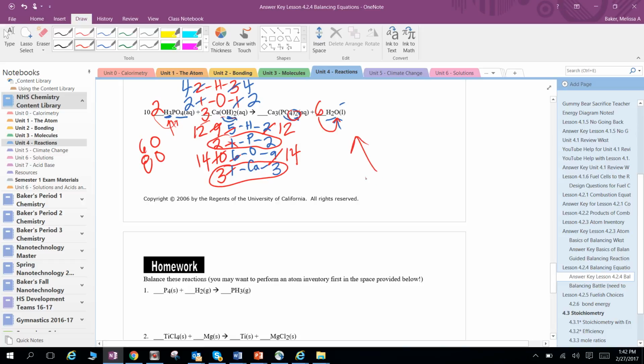That's probably the trickiest one. And there's a couple ways to do it. So that should help you with getting started with some of these balancing reactions.